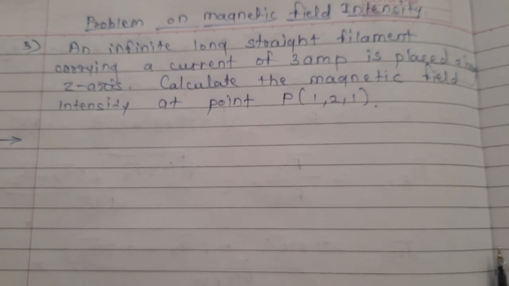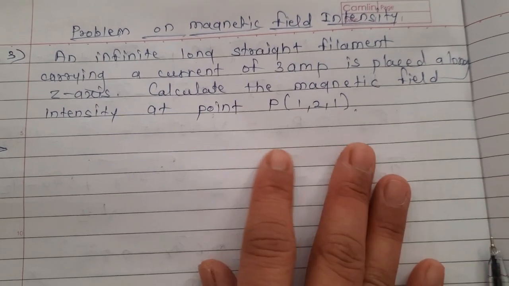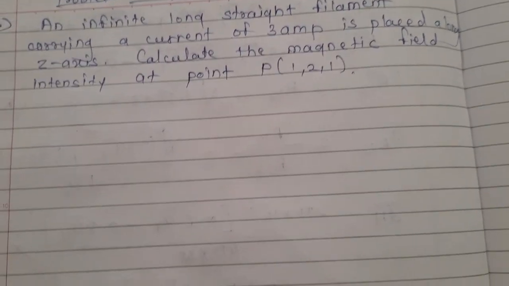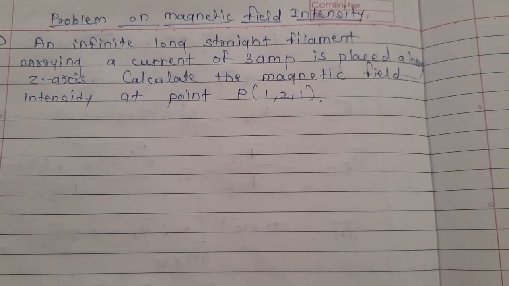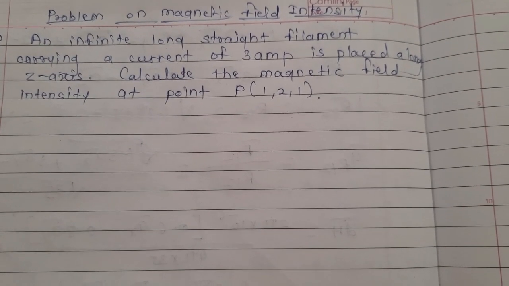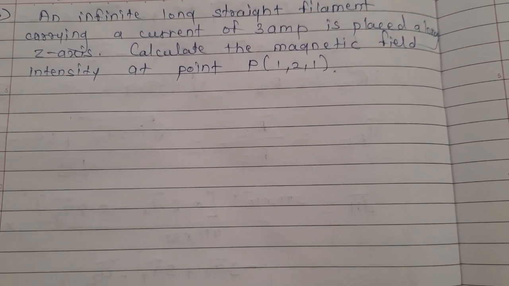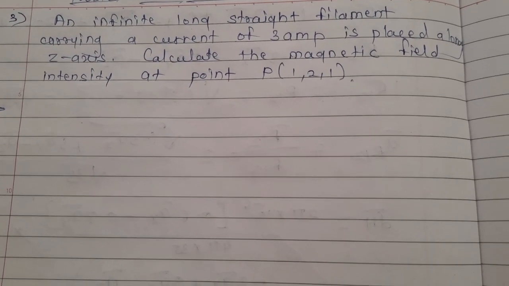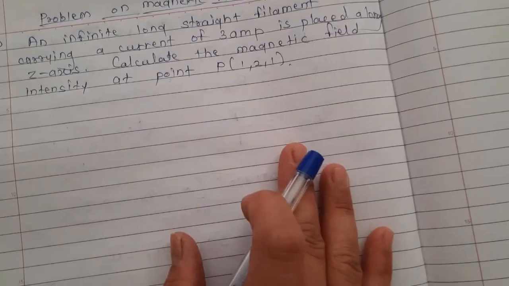An infinite long straight filament carrying current of 3 ampere is placed along the z axis. Then calculate the magnetic field intensity at point P(1, 2, 3). So there are 3 steps for this problem. First is draw the perpendicular from the given point on the current filament. Second is calculate the value of R bar and aR bar, that is the unit vector. And third step is use Biot-Savart's law to calculate H bar at point P.